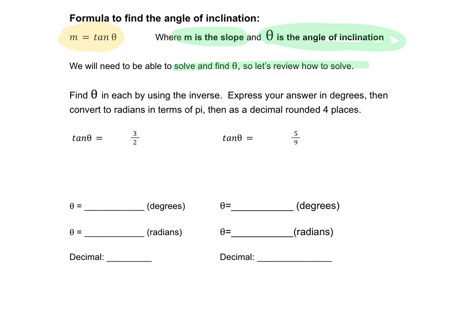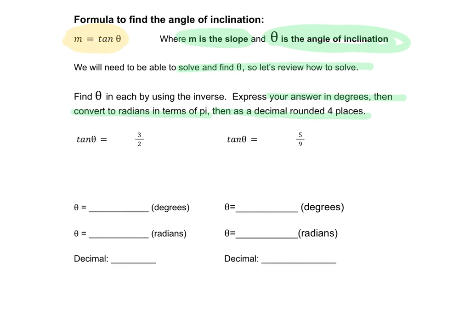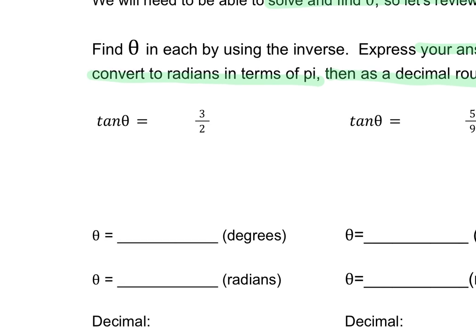We're going to use the inverse, and we're going to express our answer in degrees, and then we're going to convert it into radians, and we are also going to give it as a decimal rounded to 4 places. Okay, so once we have degrees, we'll just start converting through. Just a reminder, this is how to solve an equation when you have to find theta.